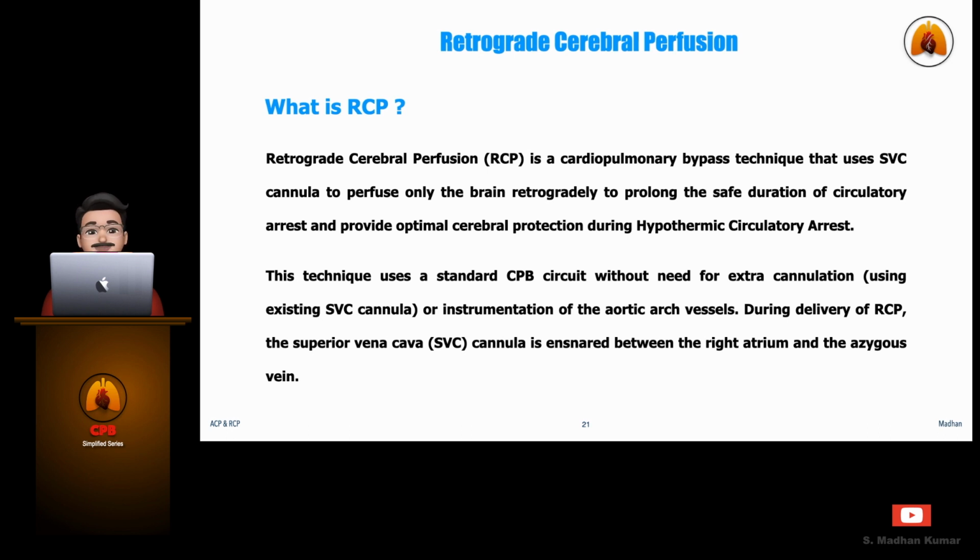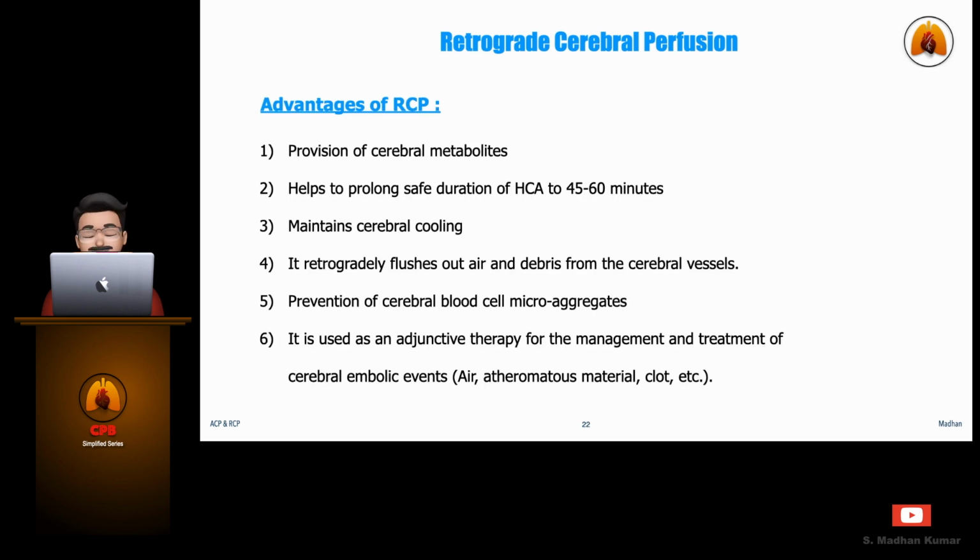During delivery of retrograde cerebral perfusion, the superior vena cava cannula is snared between the right atrium and the azygos vein. The advantages of retrograde cerebral perfusion are: it provides cerebral metabolites. It helps to prolong safe duration of HCA to 45 to 60 minutes. It maintains cerebral cooling. It retrogradely flushes out air, debris and blood cell microaggregates from the cerebral vessels. It is also used as an adjunctive therapy for the management and treatment of cerebral embolic events.